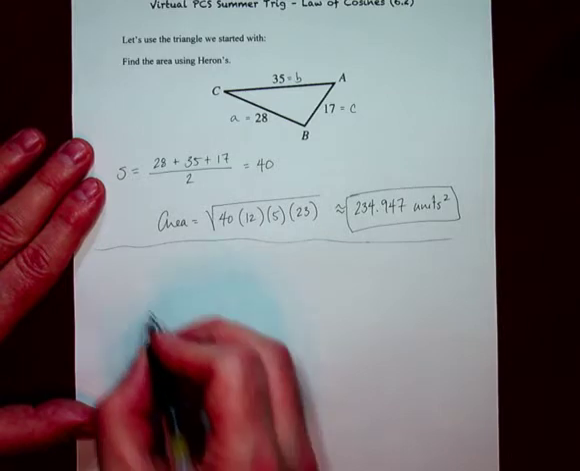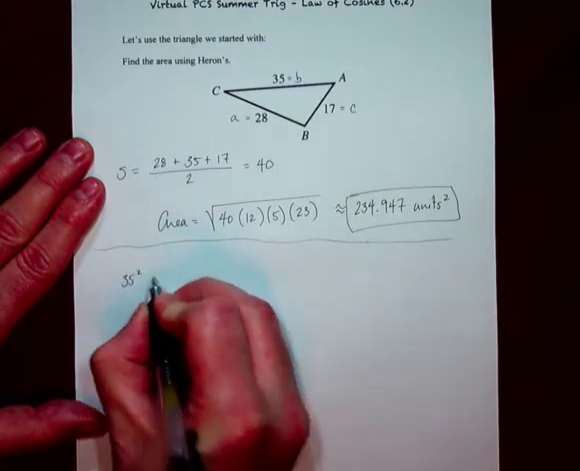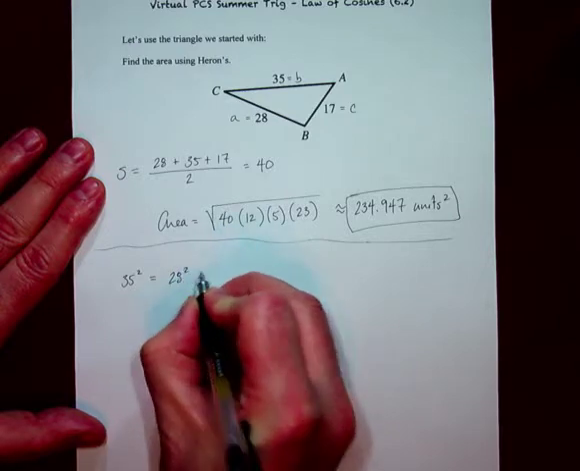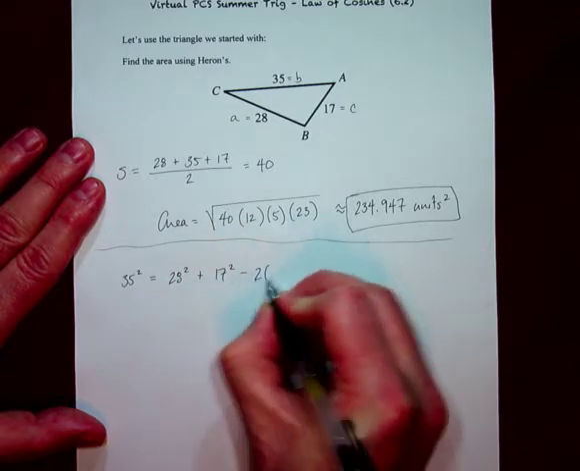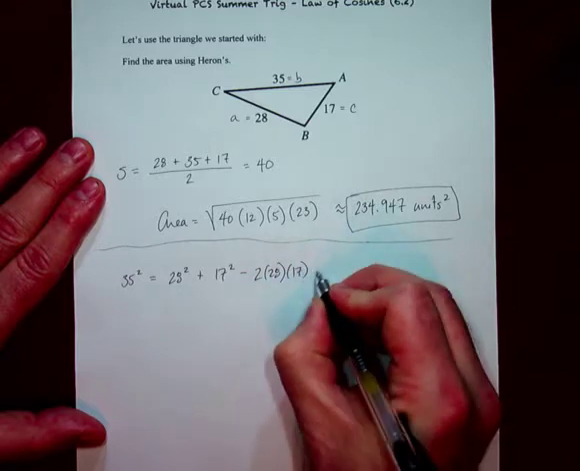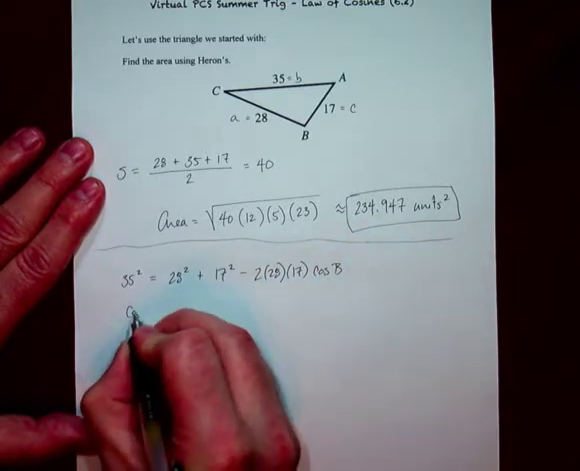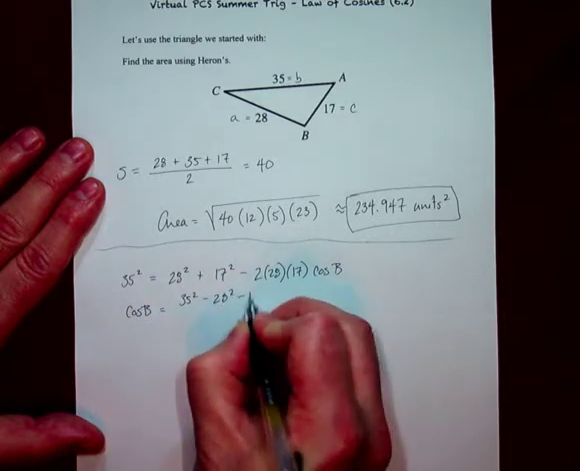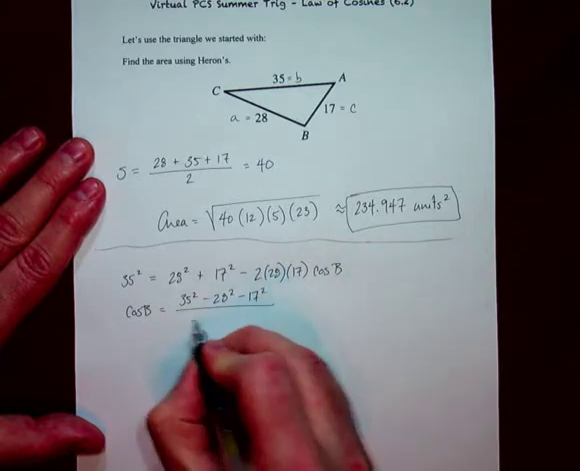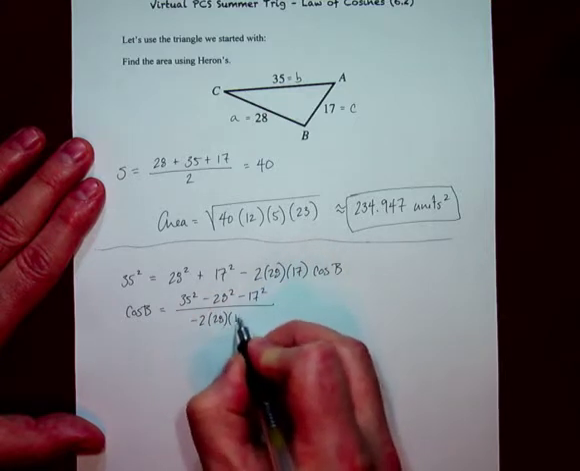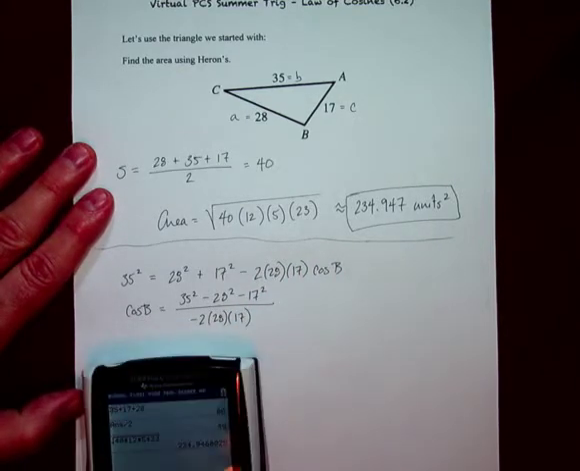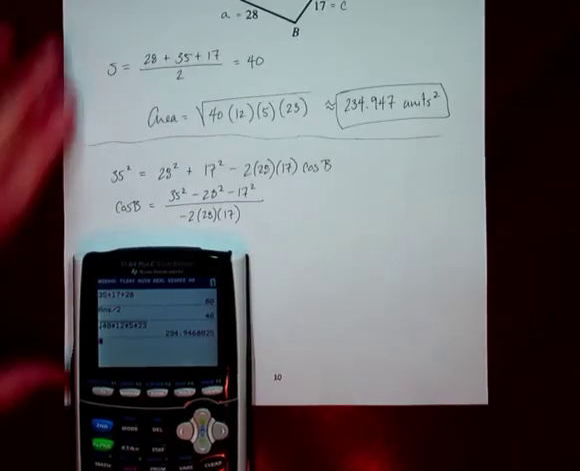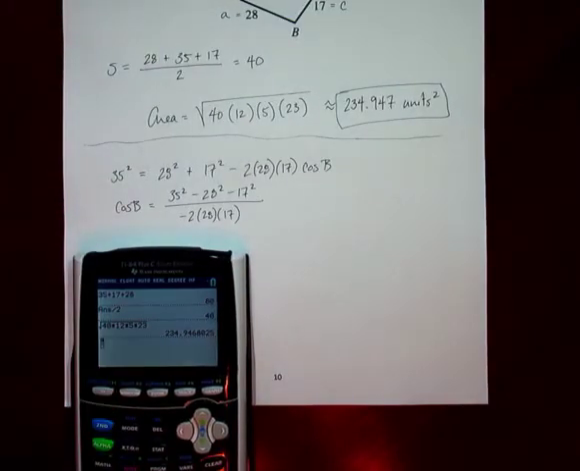Now, that means that I have b squared is equal to a squared plus c squared minus 2ac times cosine of b. So cosine of b is going to be 35 squared minus 28 squared minus 17 squared, all that over negative 2 times 28 times 17. Okay, well, let's go ahead and find that ratio. Let's put that ratio in. 35 squared minus 28 squared minus 17 squared.